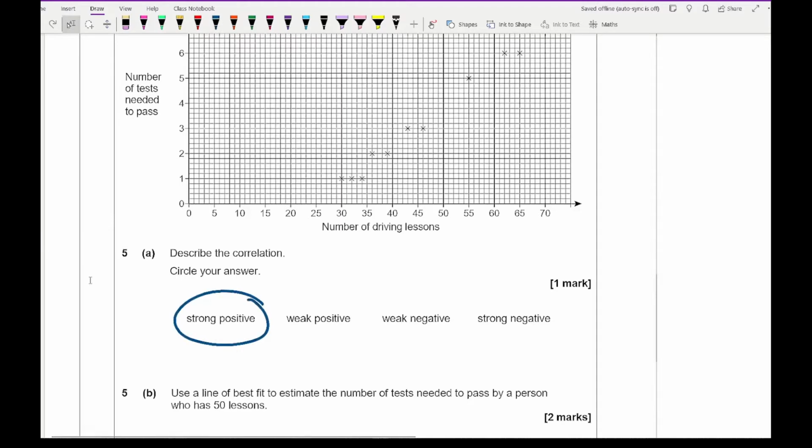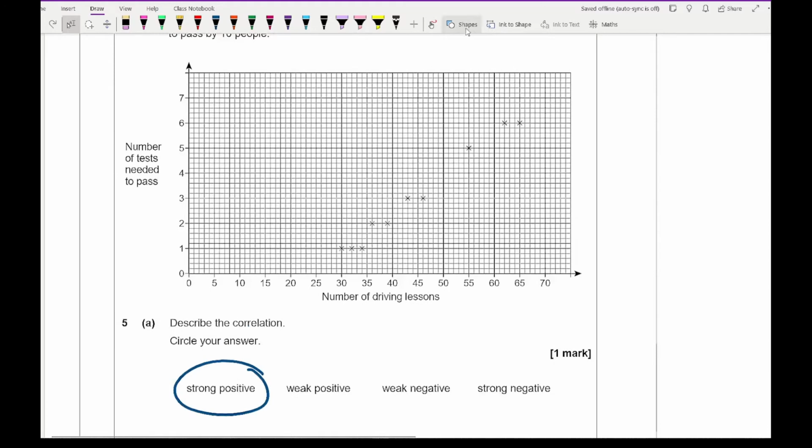The next question then says, use a line of best fit to estimate the number of tests needed to pass by a person who has 50 tests. So what I need to do is get the ruler out, and what I need to try and do is to try and get as close as possible to those lines, which is going to be very difficult on the computer, which is always the case. So I would say about there I would go for.